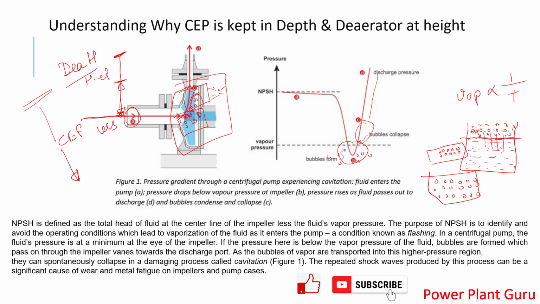And what I told is cavitation here in the pump, that is one part, and it also can increase vibration and load on your motor and all that. Vibration and all that may be the secondary things to happen. So this is why the deaerator is kept at height and CEP is kept below the floor level, to maintain the height, maintain the head.